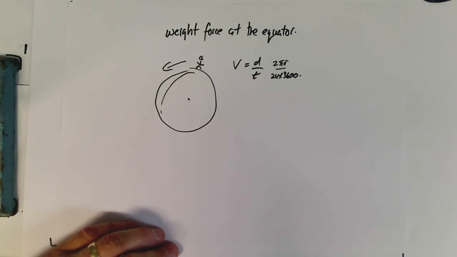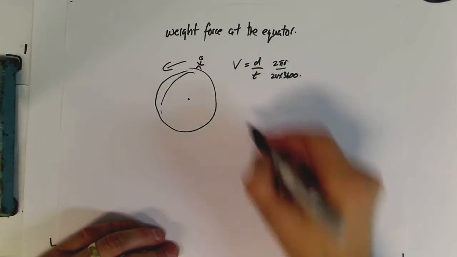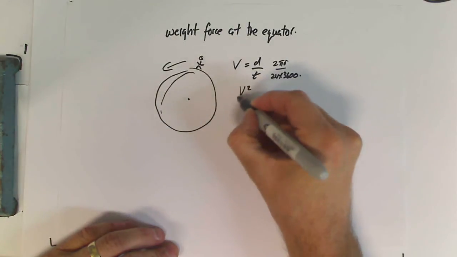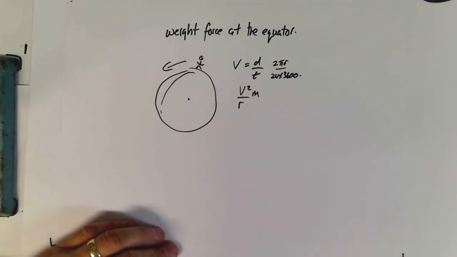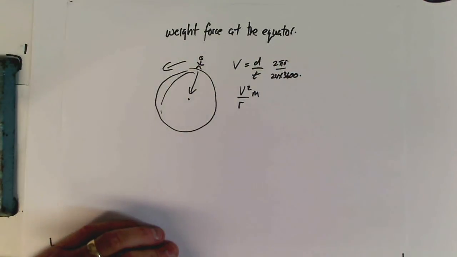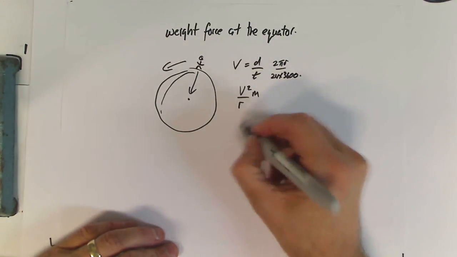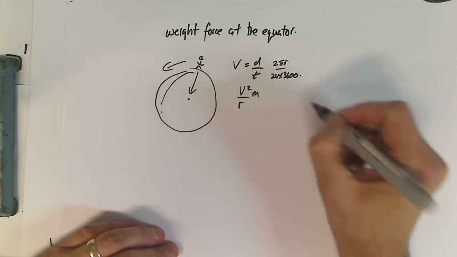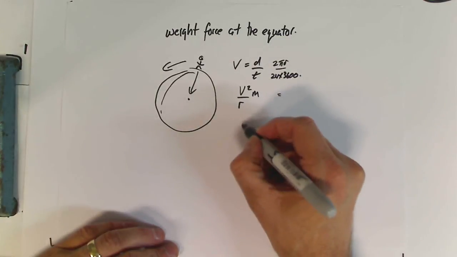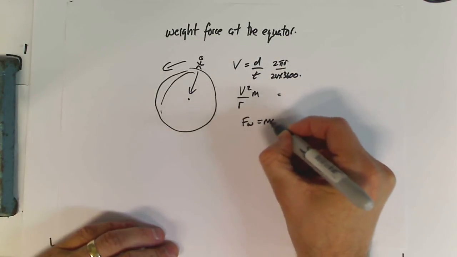But the thing is here, and we're not necessarily going to do all the calculations, the velocity requires, to go in a circle like that, you need a centripetal force, and that centripetal force is equal to v squared over r times m. So that's the centripetal force needed, and we probably know that that comes from gravity acting on the person, or their weight force. So v squared m over r comes from their weight force, which is equal to mg.